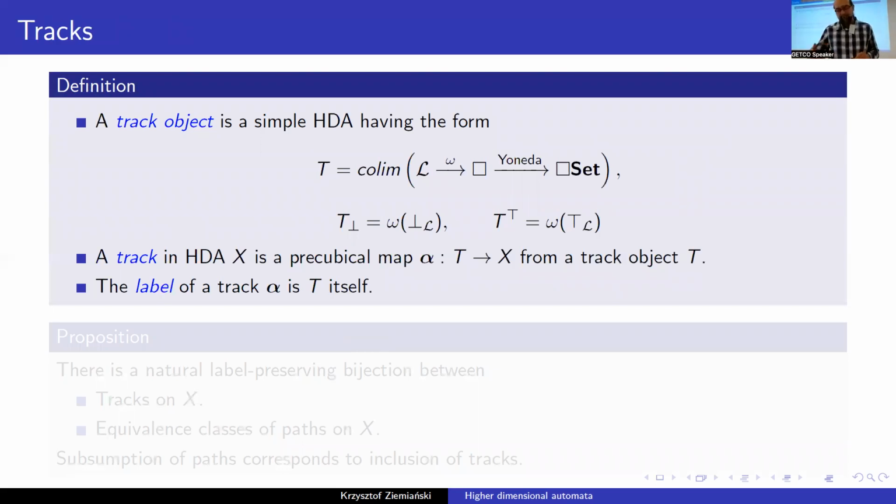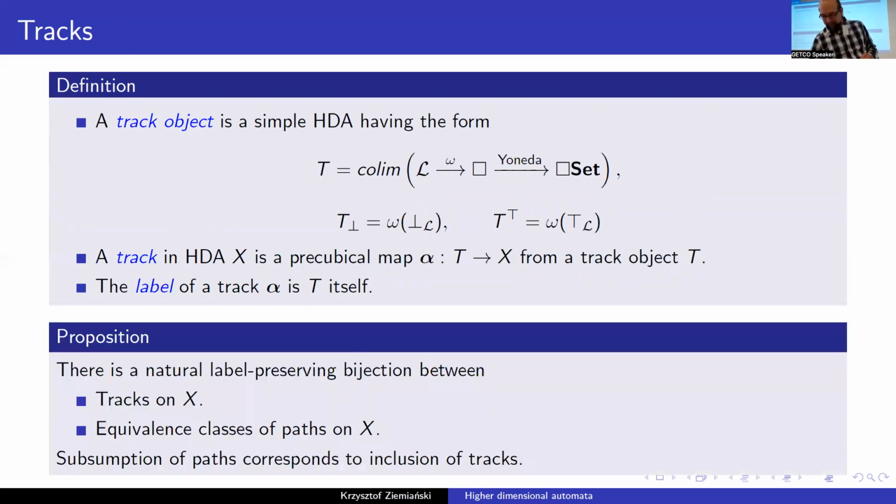And this kind of object, I should conclude very fast, this kind of HDA I will call track objects. So track objects are all objects which are defined this way. Instead of paths, you can also use tracks. You can say your execution is just a precubical map from a track object to your HDA. And there is an equivalence between tracks and equivalence classes of paths. So it's an even more convenient, even if more abstract, way of defining executions.